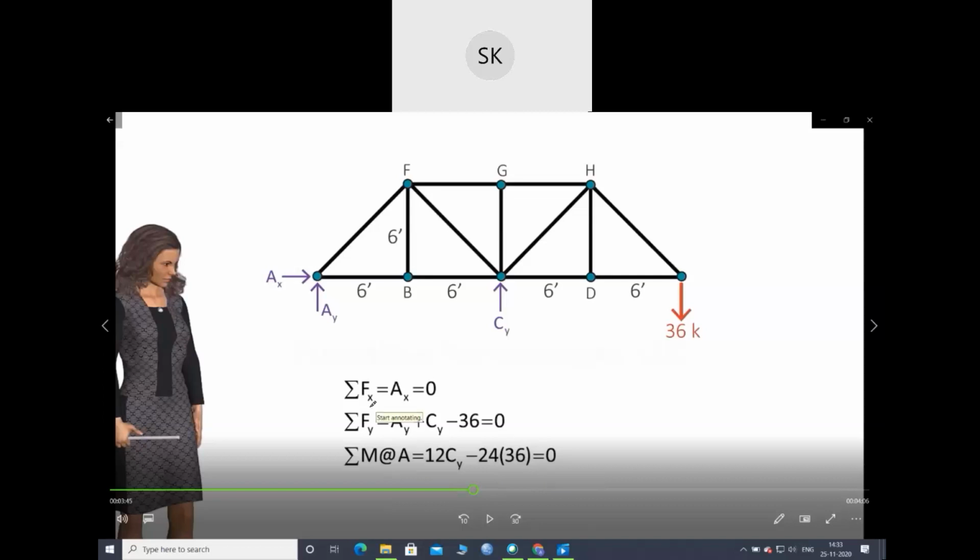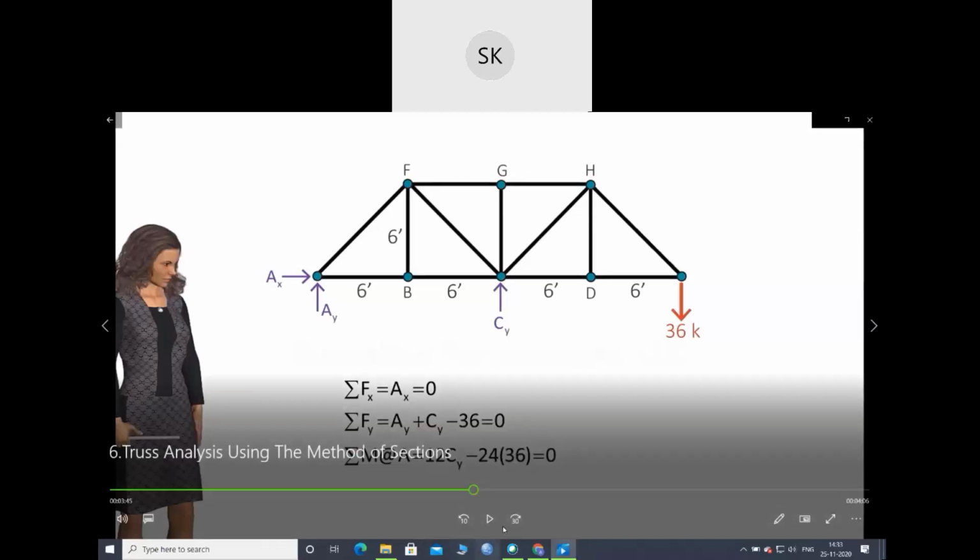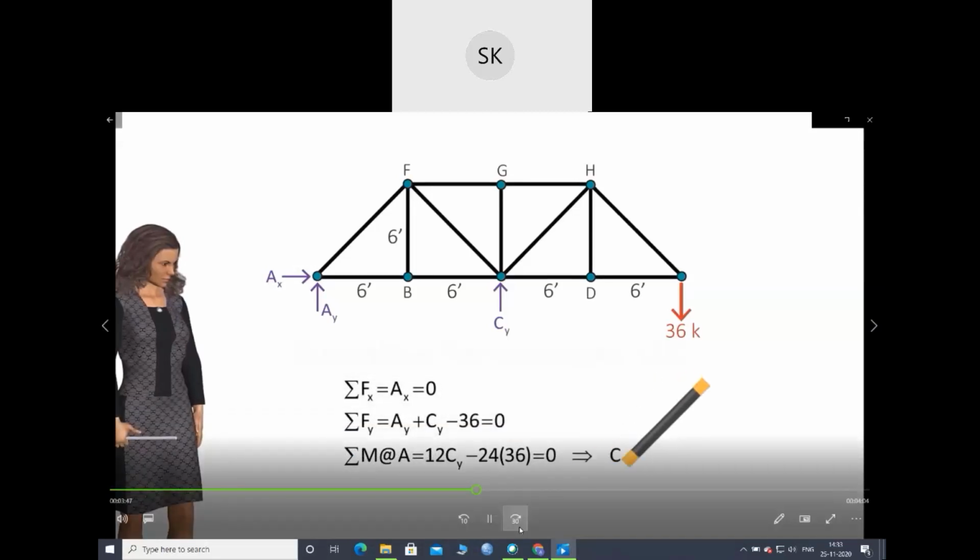So these are the 3 equilibrium equations. Find out the support reactions from these equations. From these 3 equations you can find them. Solving these equations for the unknowns, we get the reactions.